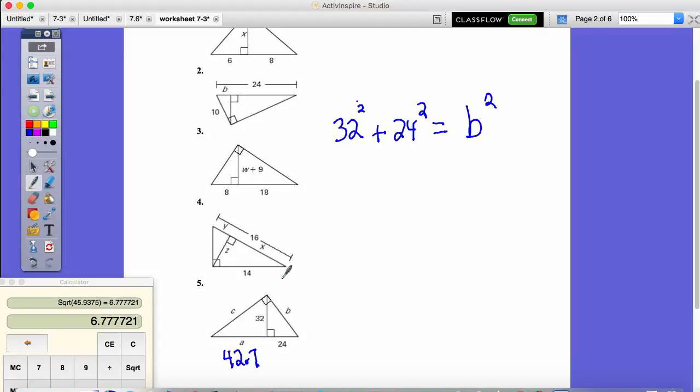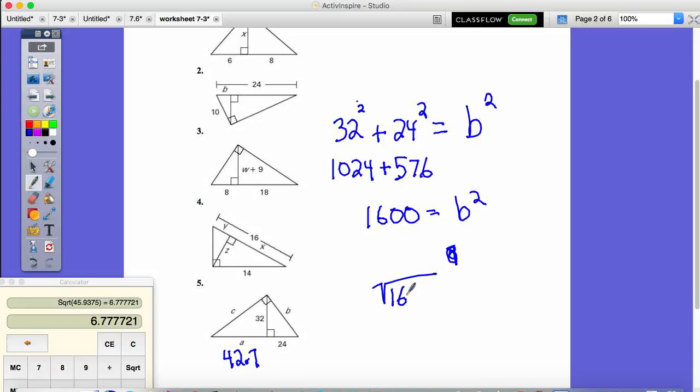So 32 times 32 is 1,024. 24 times 24 is 576. And 576 plus 1,024 is 1,600. I want to take the square root of 1,600 equals B. So B equals 40.